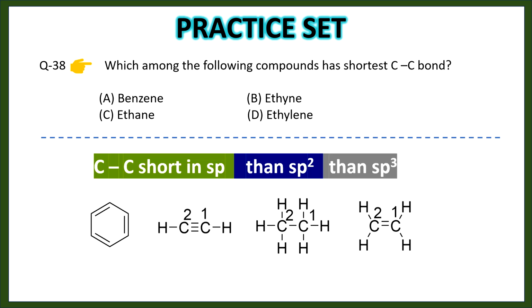Now question number 38. Which among the following compounds has the shortest C-C bond? Options given. The shortest C-C bond is when there is sp, then sp2, then sp3. In benzene, all are sp2. In ethyne, there are 2 sp carbons having a triple bond, so the shortest bond. This is saturated, and this is sp2 carbon only, ethylene. So here the correct option is ethyne, this one.